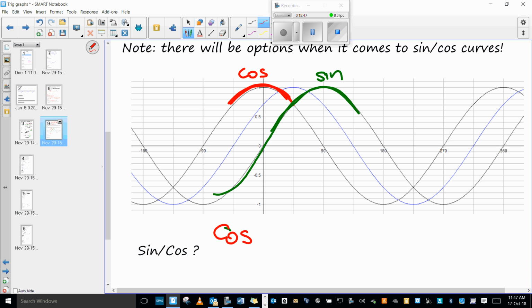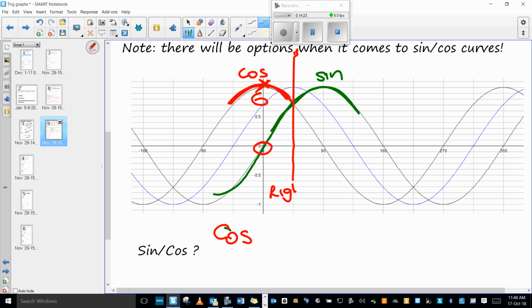Normally, our cos curve would cross here up at 1 and at 0. Okay, this was at 0. Where is this place now? How much has it shifted? Has it shifted left or right, and by how many degrees? 45. It's gone right 45 degrees.